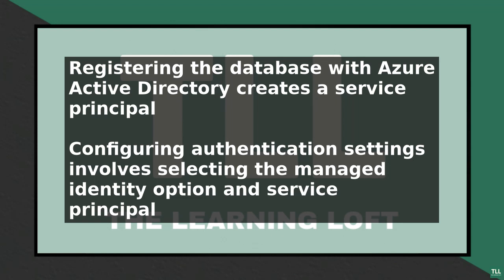Once your database is registered, you can configure the authentication settings. You can do this by going to the Authentication tab and selecting the Managed Identity option. From there, you can select the service principal you created earlier and enter the client secret.